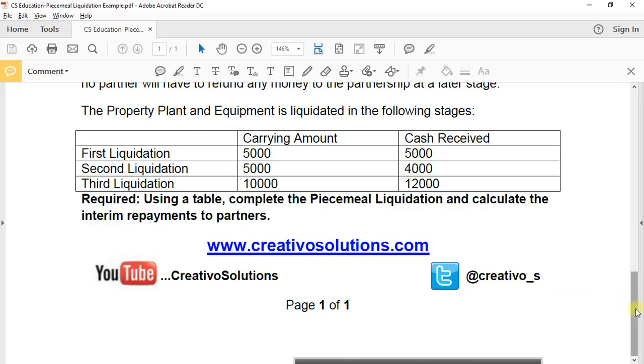Alright guys, so good exam technique is obviously to start with the required. Okay, so what am I actually required to do for this particular question? This question says, using a table, complete the piecemeal liquidation and calculate the interim payments to partners.